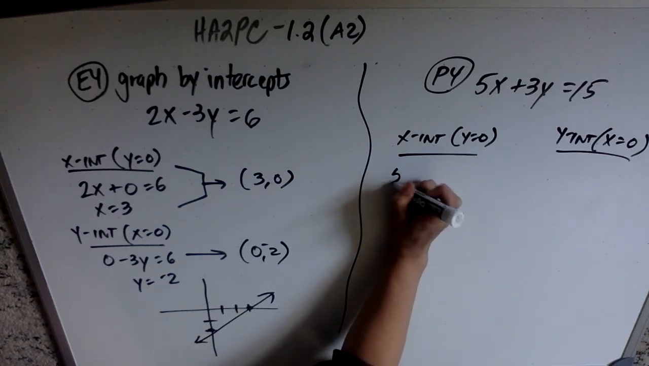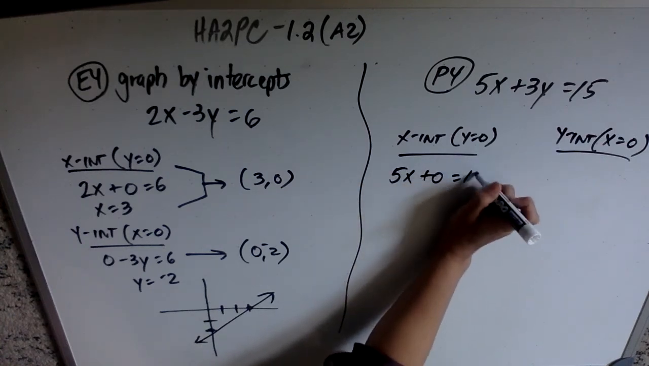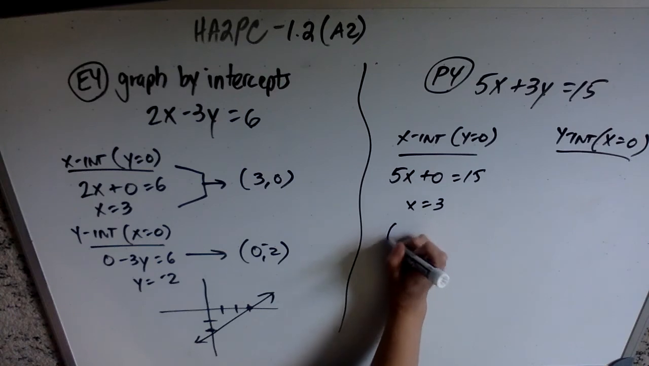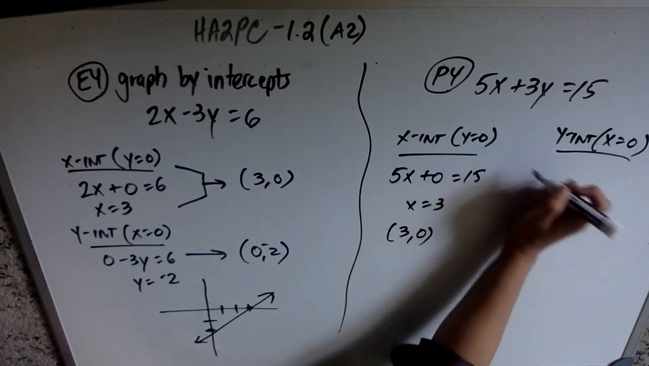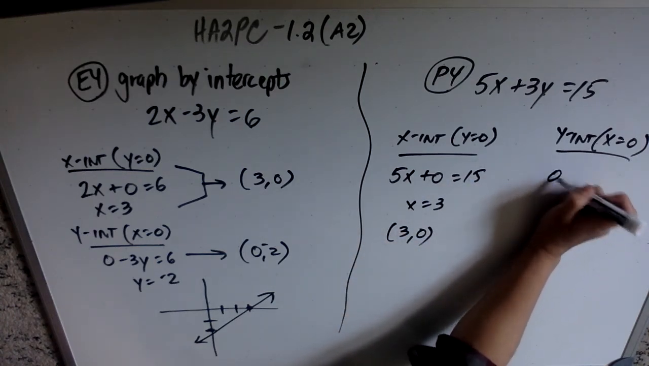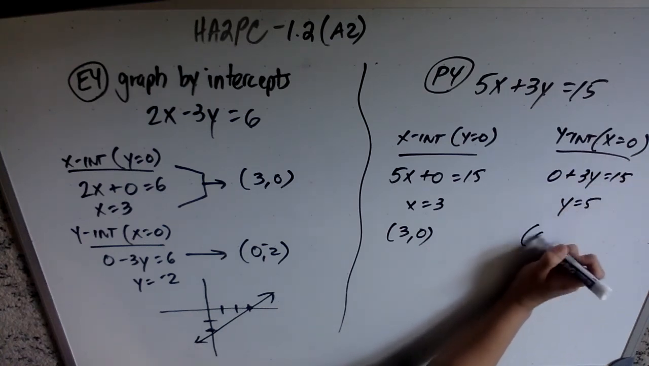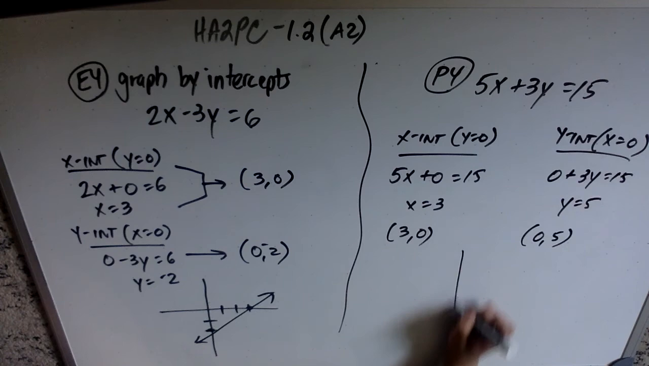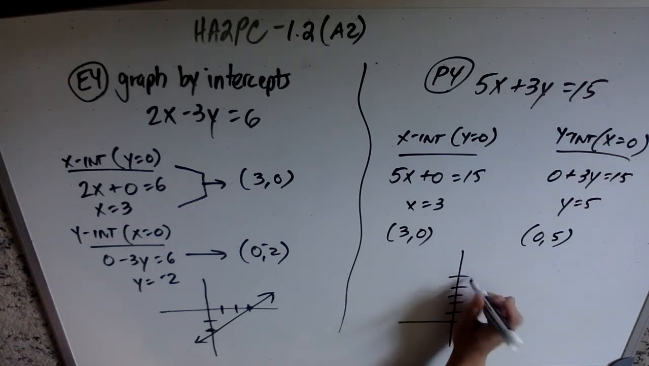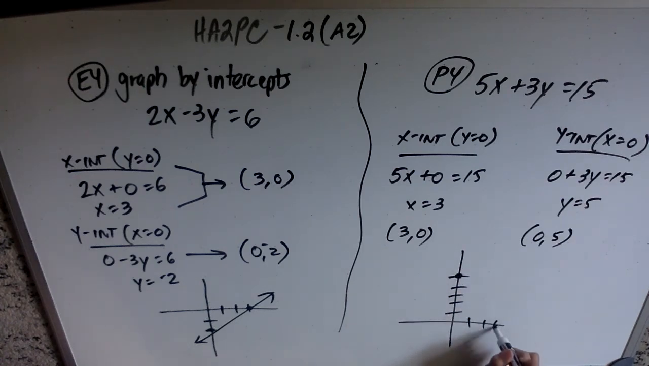So when I plug in y as 0, I get 5x plus 0 is 15. Seems x is 3, so I get another (3, 0). When I plug in x is 0, I get 0 plus 3y equals 15, so I get y is 5. So I get (0, 5). Well, there you go. 1, 2, 3, 4, 5, (0, 5). 1, 2, 3. There's my (3, 0). Easy peasy. There's my graph. Cool beans?